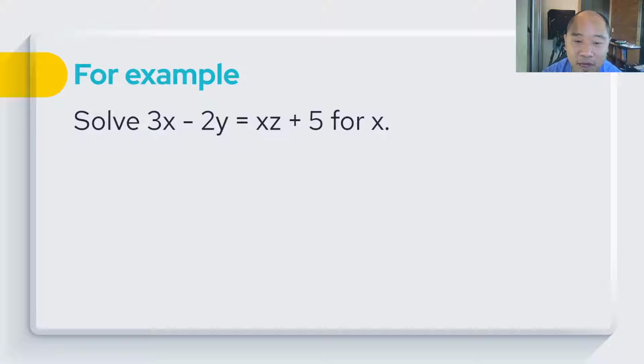So let's solve for x here. Now we have 3 different variables. So we want to solve for x, which means we would want to get this x over to this side and everything else out of there. So the first thing that you can do here is just divide both sides by z. So that would give you 3x over z minus 2y over z.